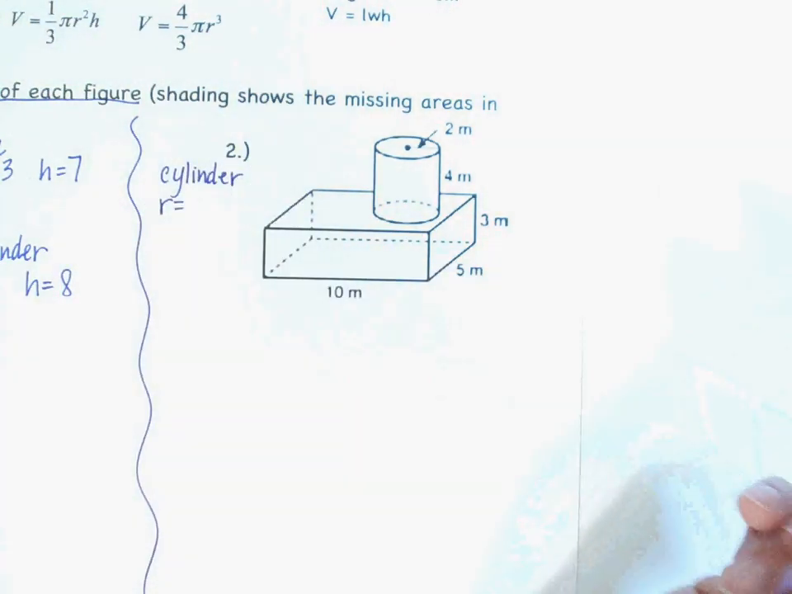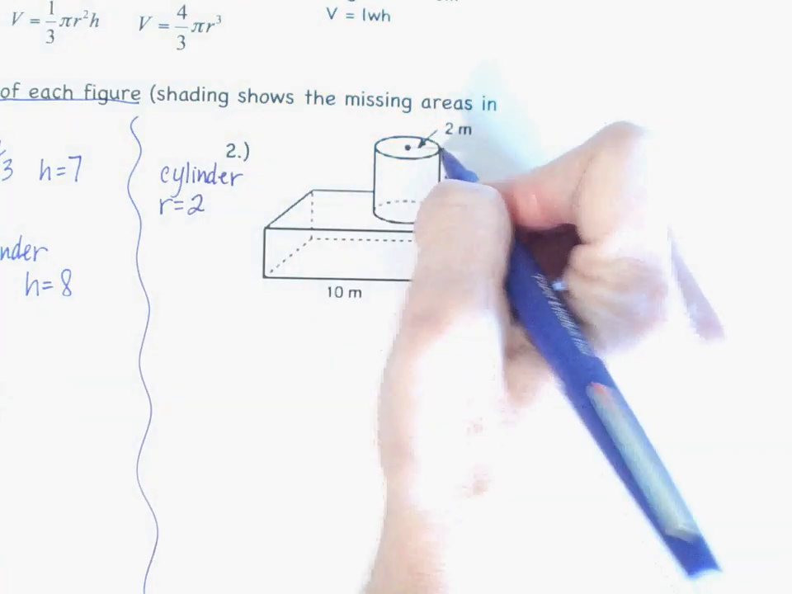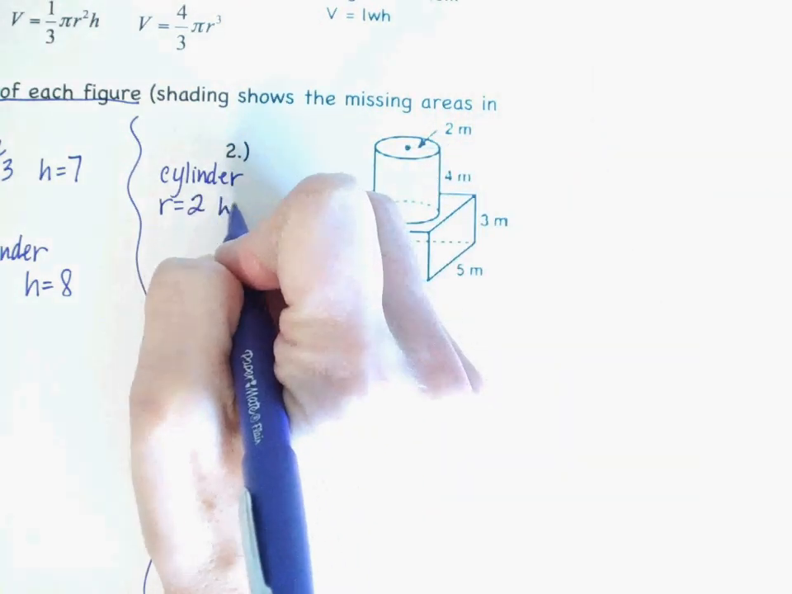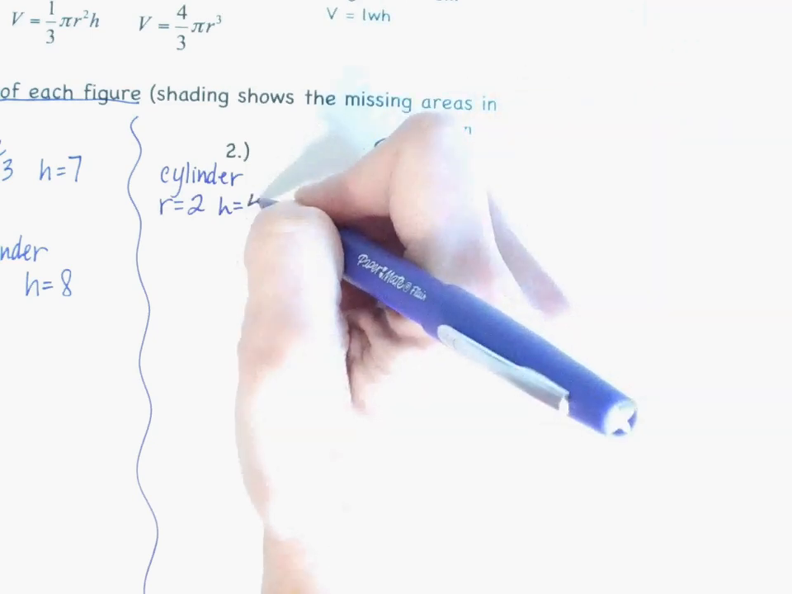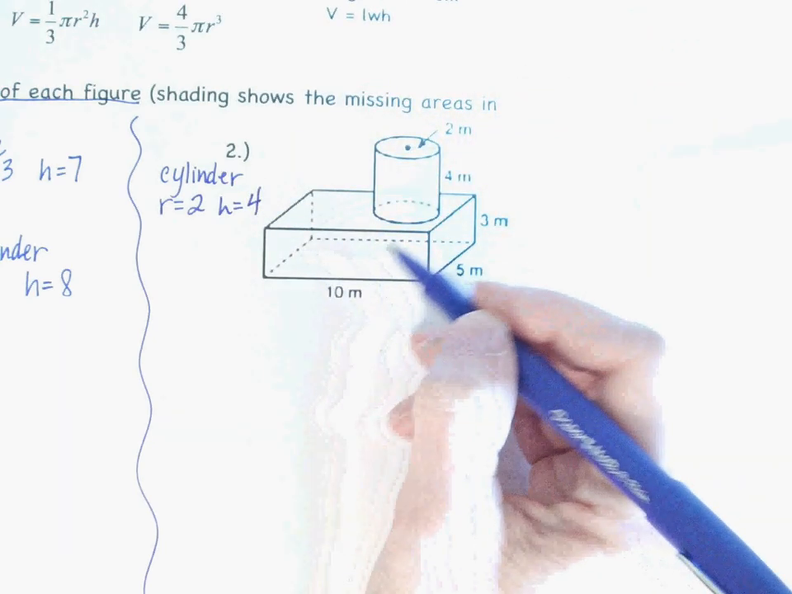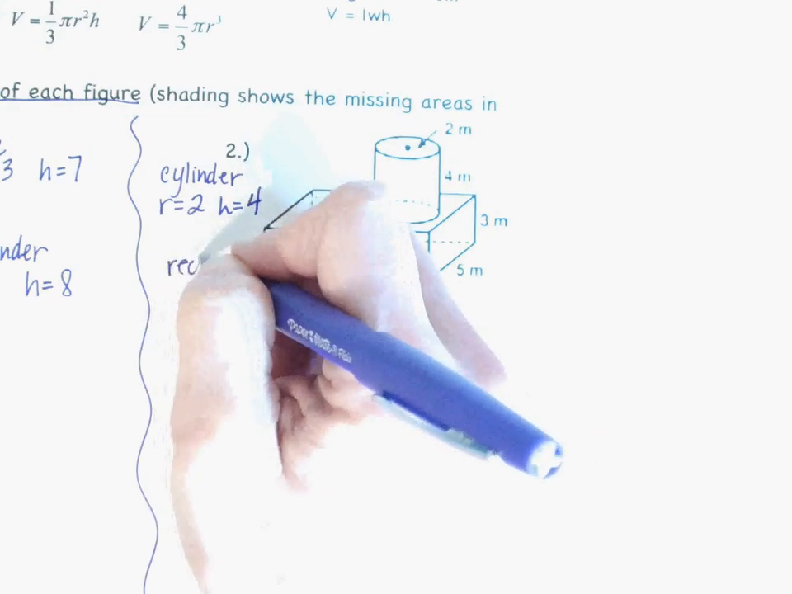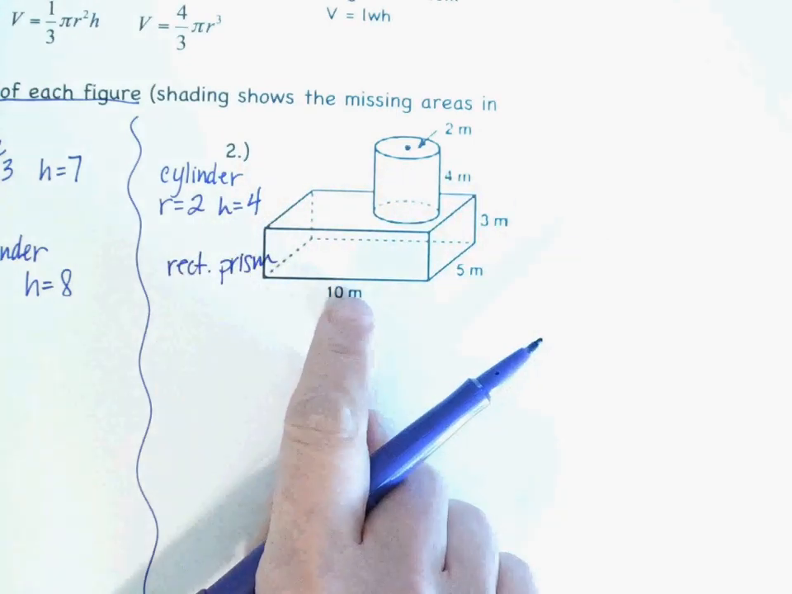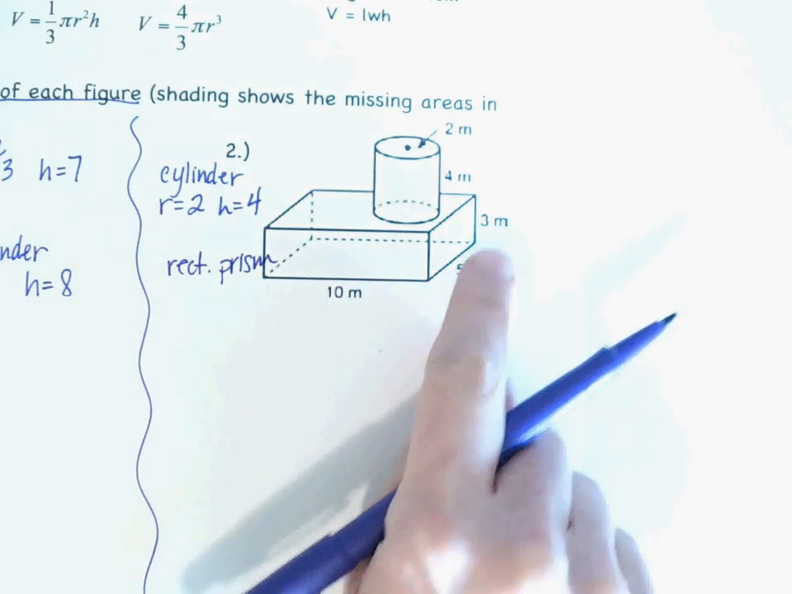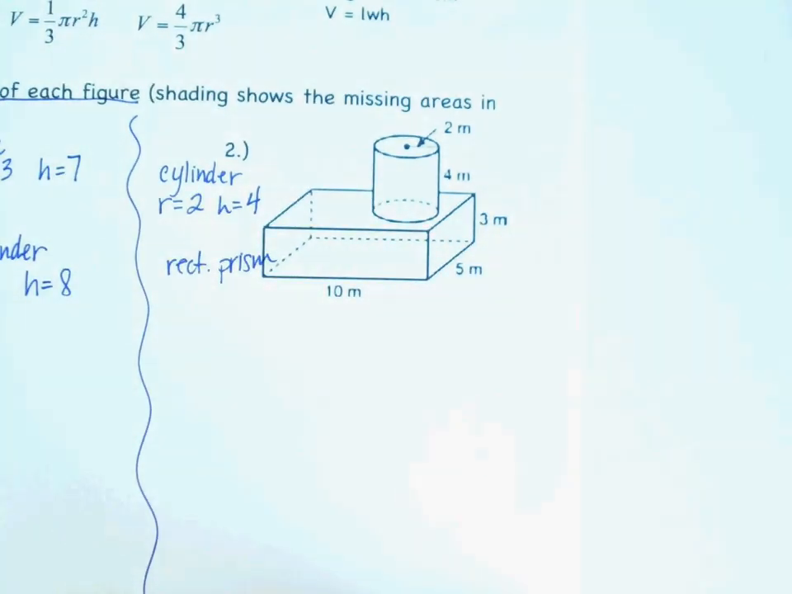The radius of that cylinder is 2, so from the center to the outer edge. And then the height from bottom to top is 4. The next figure I have is a rectangular prism, and so I'm going to go ahead and abbreviate that as well. And that is length times width times height, and that is all there for me.